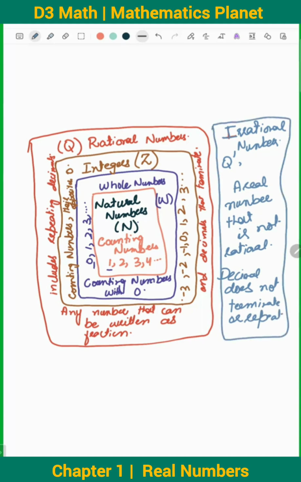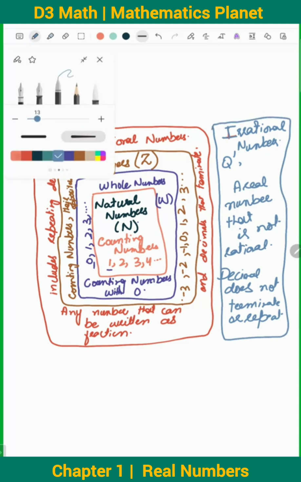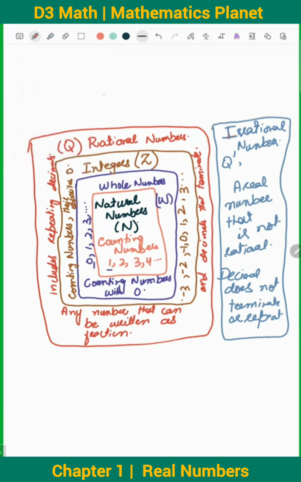Okay. So the last set of numbers that we are going to study today, and the big set of numbers, is called the real numbers. Real numbers is a big set of numbers that occupy all of these numbers. So this is the set of rational numbers, set of rational and irrational.